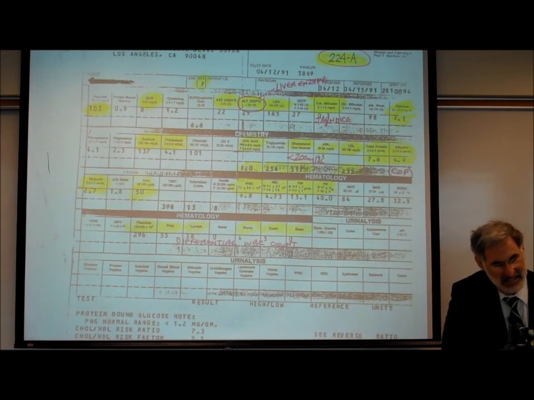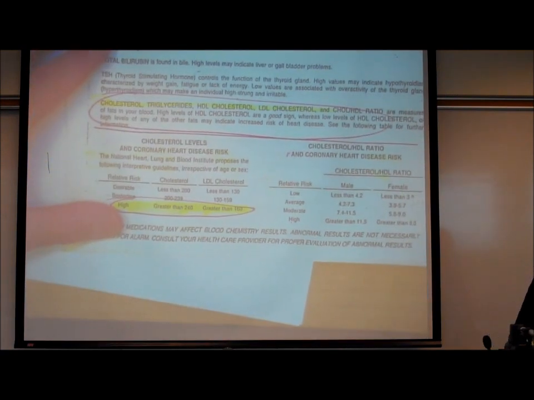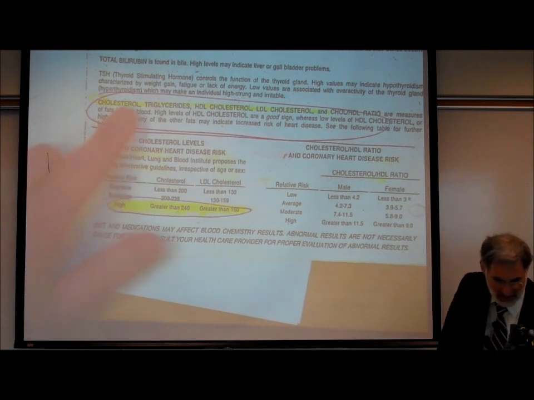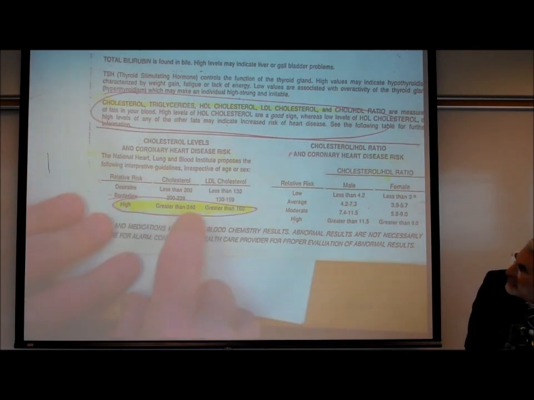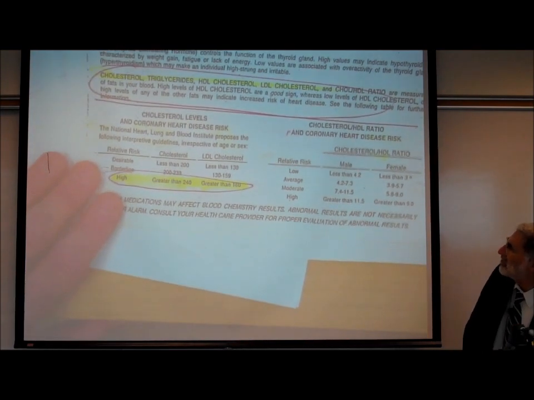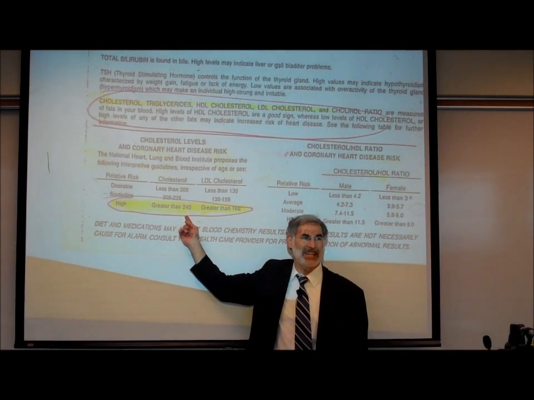Let's look on the back side of this form for a moment. On the back side of the form, you will notice towards the bottom, it talks about cholesterol, triglyceride, HDL, LDL, but let's focus in on this chart right here. So, what was her cholesterol level? Her cholesterol level was 317.